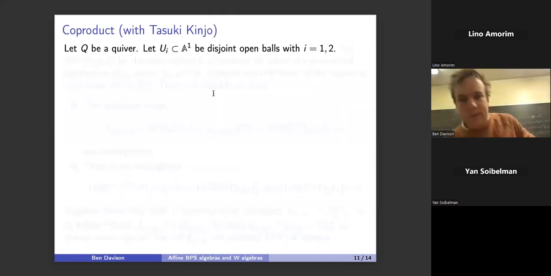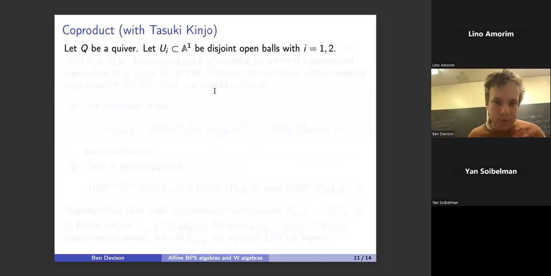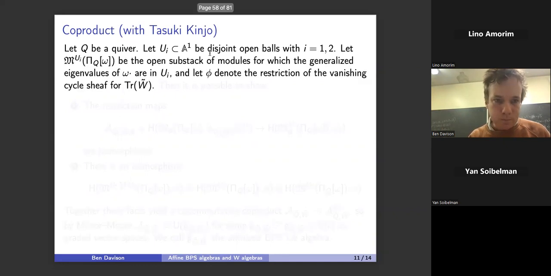And the way to cover the gap is to introduce co-products on the cohomological Hall algebra of a tripled quiver with potential. So let Q be a quiver assumed finite as always. Let U_i for i equals 1 or 2 be disjoint open balls in A^1. And we consider the analytic substack of representations of the Jacobi algebra, which, recall, was isomorphic to the polynomial algebra in one variable with coefficients in the preprojective algebra. We let this be the substack such that the generalized eigenvalues of the operator given by omega on whatever module we're considering are in this open ball U_i.